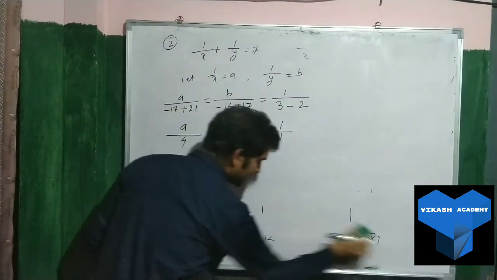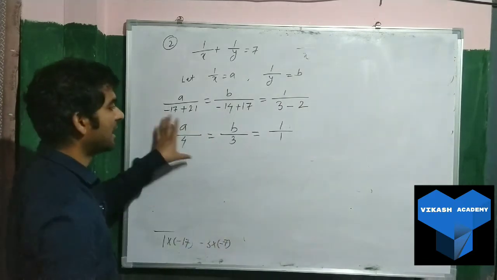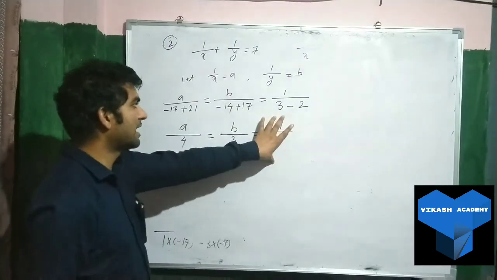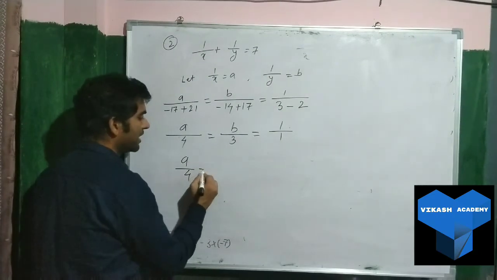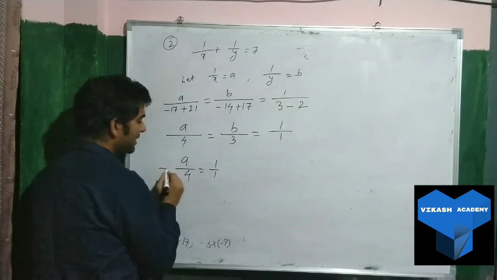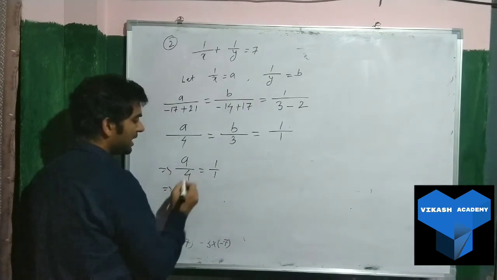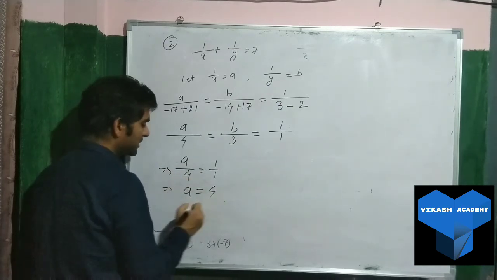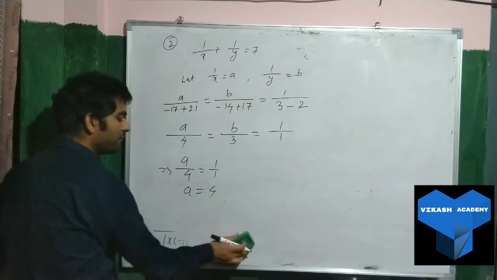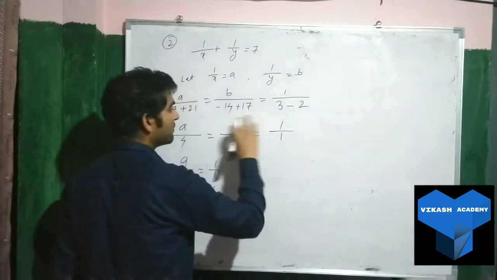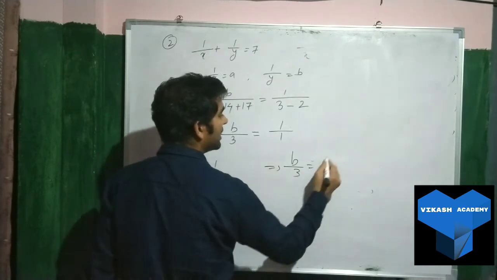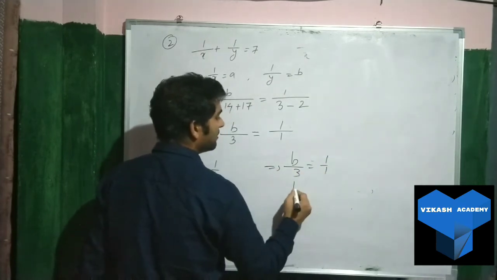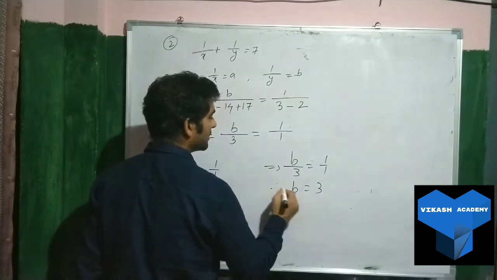So now what is the next step? You will take first one and last one, then second one and last one. So take A by 4 is equal to 1 by 1. Cross multiply, you will get A is equal to 4. So this is our value of A. Now let us find out the value of second one and last one. So B by 3 is equal to 1 by 1. Cross multiply, B is equal to 3.